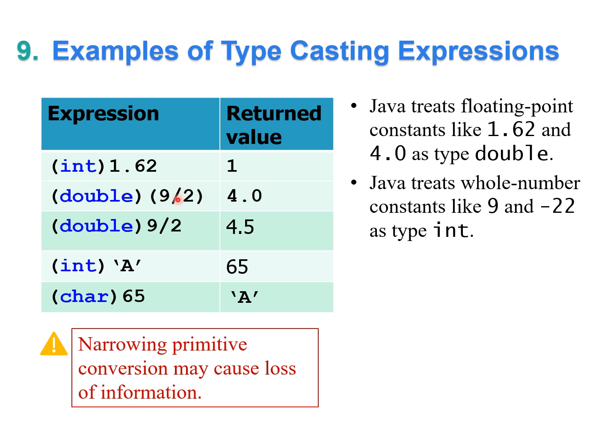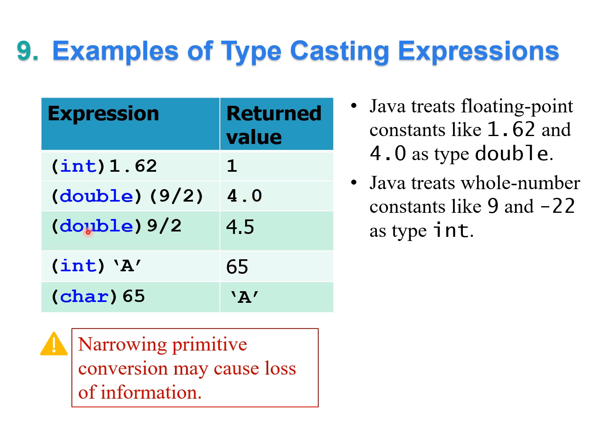Note that Java treats floating point constants like 1.62 or 4.0 as type double, and it treats whole number constants such as 9 or 2 or minus 22 as type int. The operand of the cast operator in the second example here is the result of the integer division of 9 by 2, which is 4. So the result of this typecasting expression is 4.0.